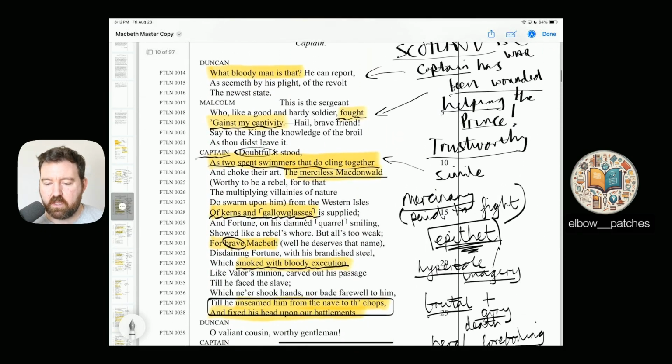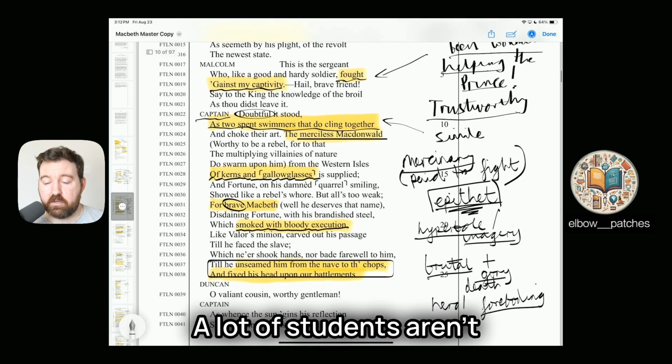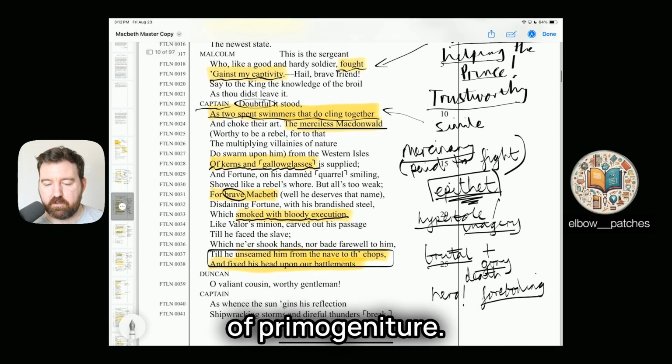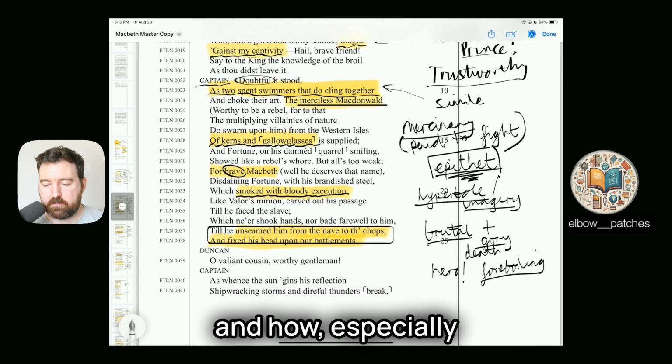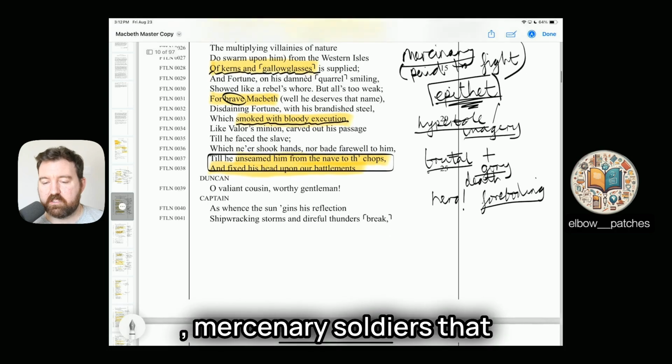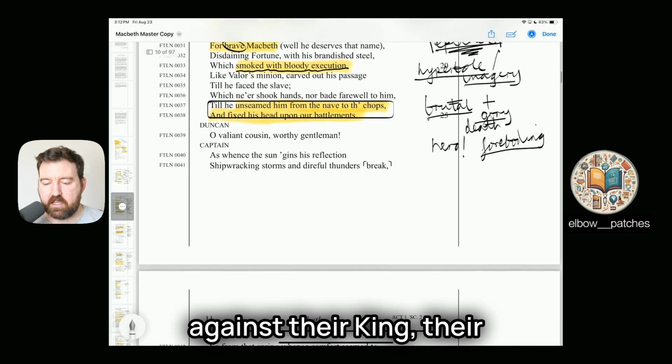So we talked about the right of primogeniture that Malcolm has. That's an important one. A lot of students aren't taught about the right of primogeniture. We talked about kerns and gallowglasses and how, especially back then, there were mercenary soldiers that traitors could pay to have an army to fight against their king, their country, whatever.